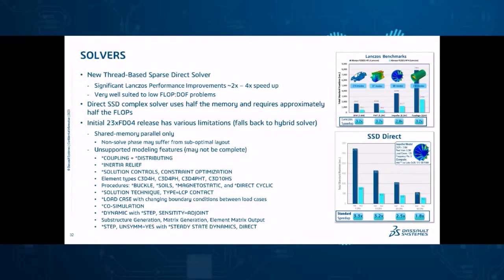So this new thread-based solver handles complex arithmetic much more efficiently than the existing hybrid direct sparse solver, and that leads to substantial performance improvements when it's used with SSD direct procedures, and that's true for a broad variety of models. Right now, there are some important and key limitations. They're in the documentation, and they're also shown on this slide. This is going to be a key area for development and R&D in the future to try and remove those limits.